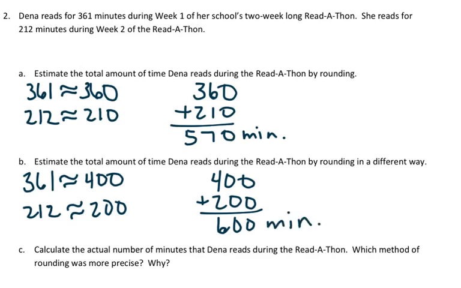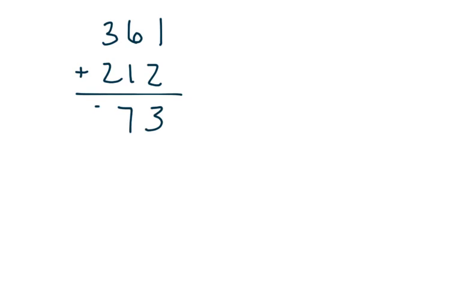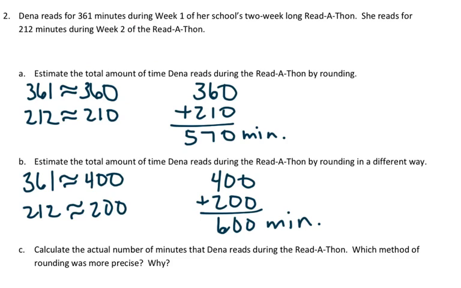Okay. C says calculate the actual number of minutes that Dina reads during the readathon. Which method of rounding was more precise? So we're going to actually add 361 and 212 to find her actual time. And we have 573 minutes. And which one was closer to that? Well, it would be A, when we rounded to the nearest 10. Since we're rounding to a smaller unit, it is more precise. So rounding to a smaller unit is going to give you a more precise answer.